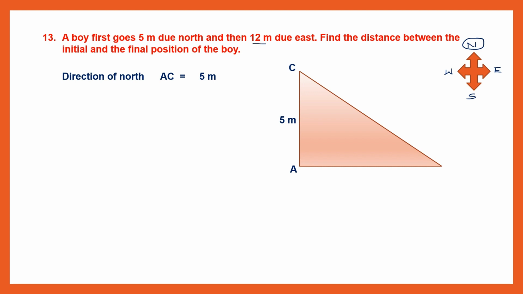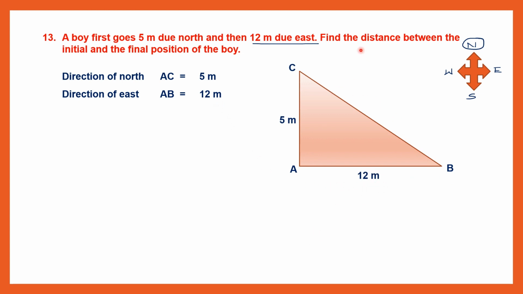And then 12 meters due east. And where is east? Look at the directions here. East is to the right. So that means this is the position. So he moves towards B. So from C to B he moves. Now here 12 meters due east. So this is the distance. Okay. So from here to here is the distance. So that is 12 meters. So we'll write it as 12 meters.